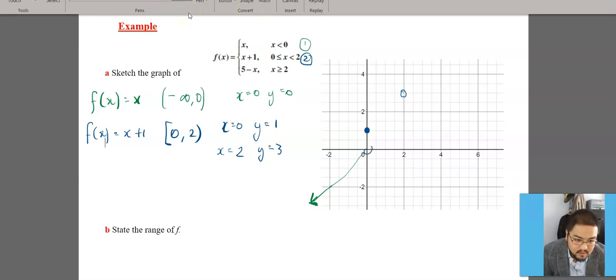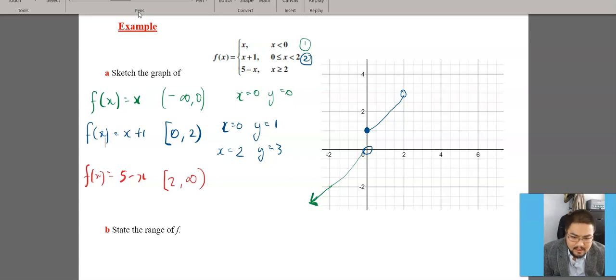Okay, so we're going to join those 2 points. Obviously the scaling's a bit off. I do apologize for that. The next one is we need to draw the third one. So that's 5 minus x. So f of x is equal to 5 minus x. And we want to draw that from 2 to infinity.